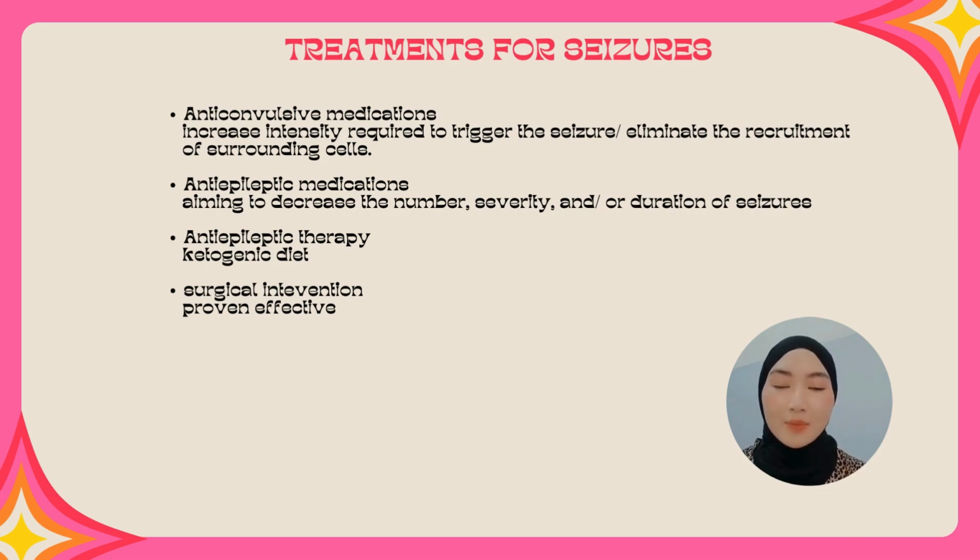Anti-epileptic medication helps to reduce the number, severity, or duration of seizures. Next is anti-epileptic therapy. This includes the ketogenic diet. The ketogenic diet can be done by carefully monitoring the intake of sugars, carbohydrates, and fats. Last but not least is surgical intervention. This can only be used when adequate control of seizures cannot be achieved by medication.